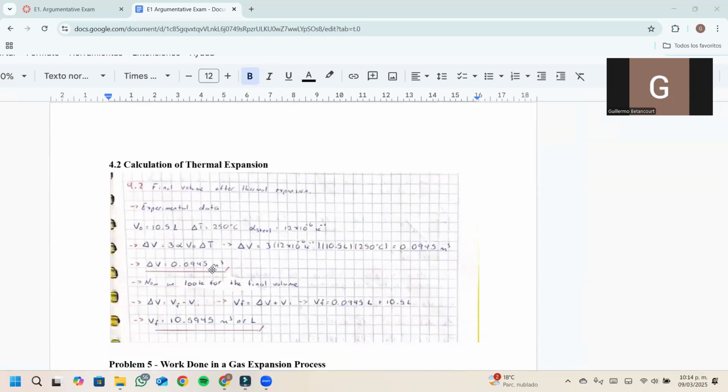So now for the calculation of the thermal expansion, we have our experimental data, which is given to us in the problem. And we only have to substitute the values and we get the thermal expansion, which is this. And now we have to look for the final volume. So in this equation, we only solve for final volume and again substitute our values and the final volume is given by this, which is 10.59 liters.